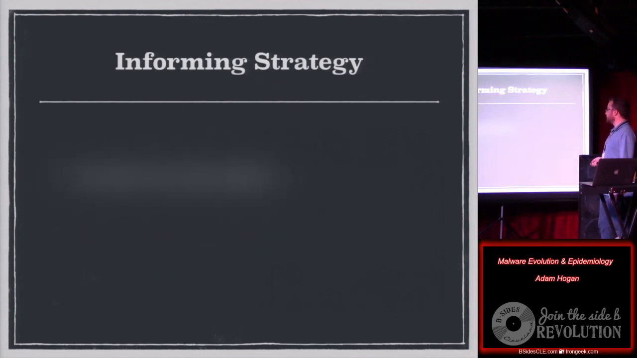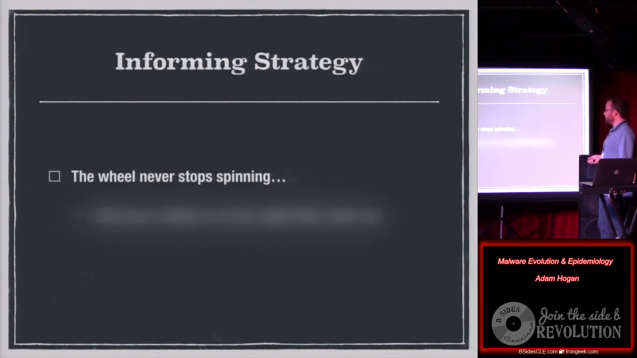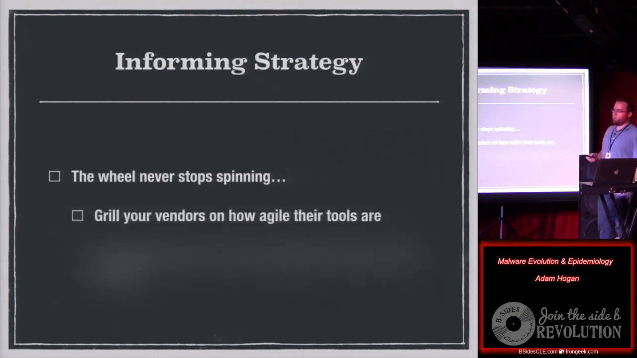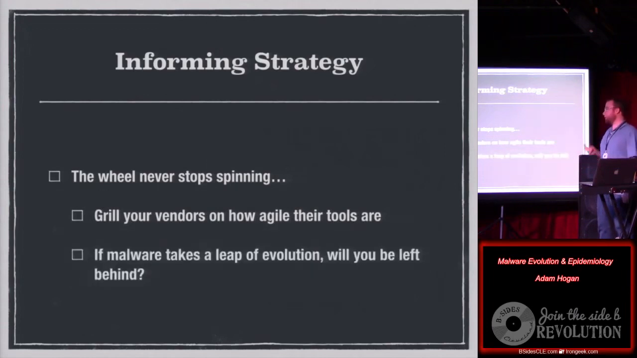Malware keeps evolving, and it will never stop evolving. So one of the things you need to be doing is grilling your vendors on how your tool changes. How agile is your tool? If the threat changes, are you going to be of any value to me? So this is something you should be grilling on. What has changed in your tool in the past 5, 10 years? How are you in a position to change in the future? Those are the kind of questions you should be grilling your vendors over. If malware takes a leap of evolution, are the tools you have going to be any good?